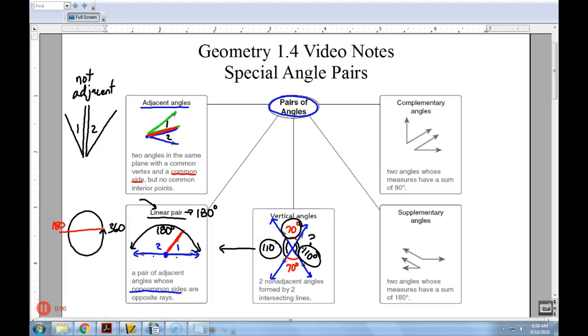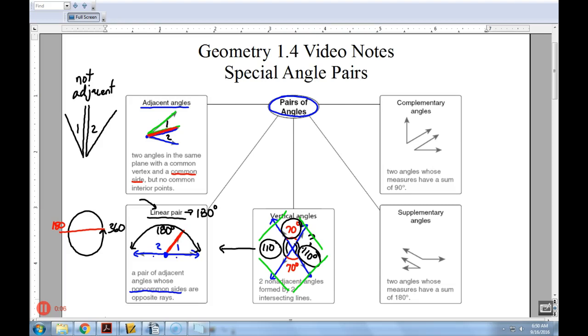So now, no matter how I look at it, I have these 2 together make 180, these 2 together make 180, these 2, and these 2. And that's always going to happen anytime there's an X. All right, those are called vertical angles.